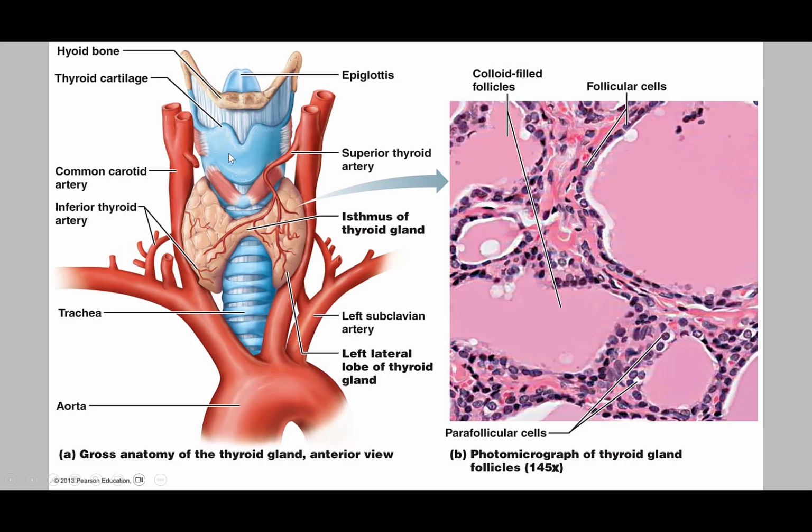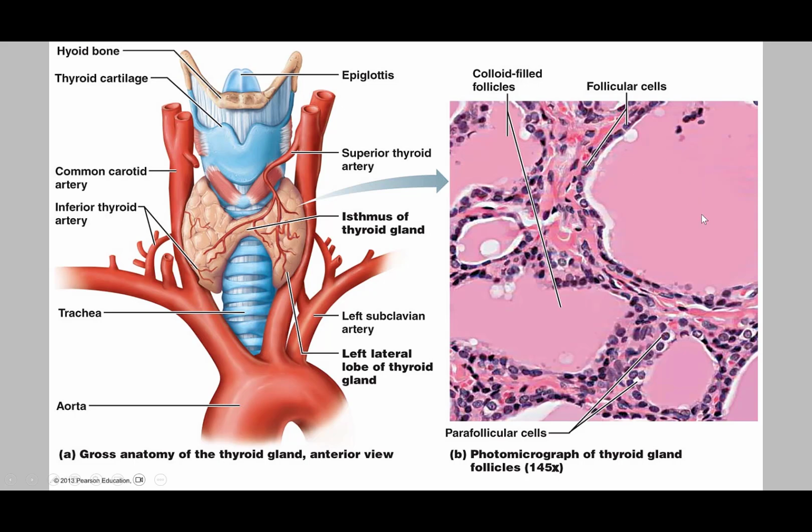Now, if we were to turn this person around, or this piece of person around, and look at the back, we would see that the thyroid gland does not connect in the back. So it's kind of like it's hugging or squeezing the front part of the throat, but not the back part of the throat.